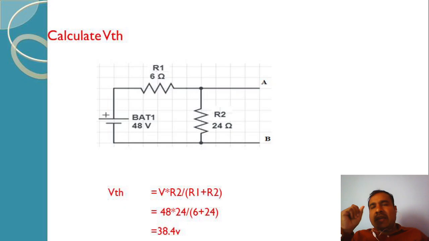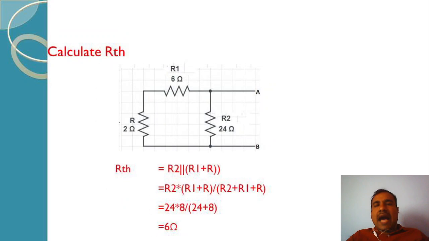When you closely look at the circuit, the voltage at points A and B is nothing but the voltage drop across resistance R2. So how can you find the voltage drop across R2? It is simply the voltage division rule that we have studied in the basics. That is VTH is equal to supply voltage V into resistance R2 divided by total resistance R1 plus R2. So that is 48 into 24 ohm divided by 6 plus 24 ohm. That turns out to be 38.4 volts. So that is the VTH.